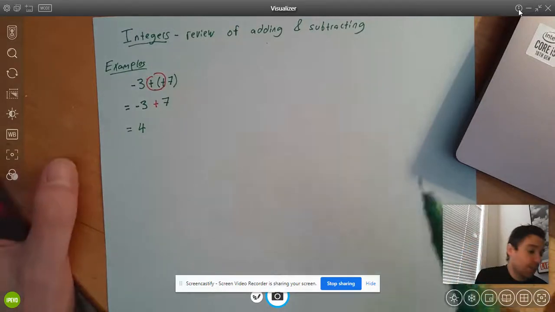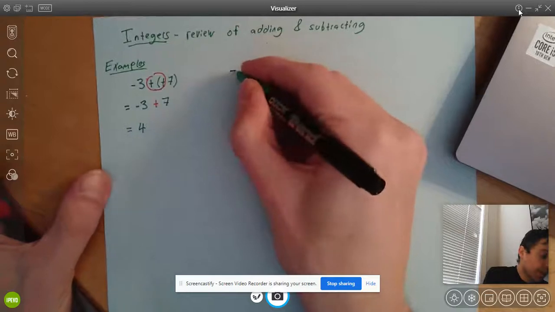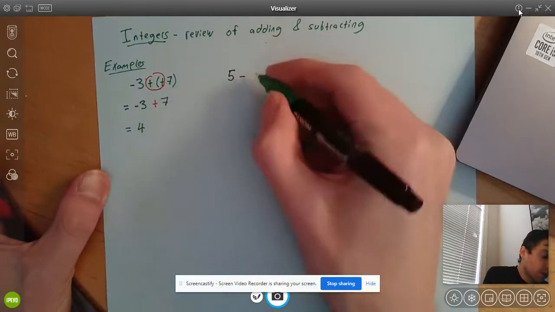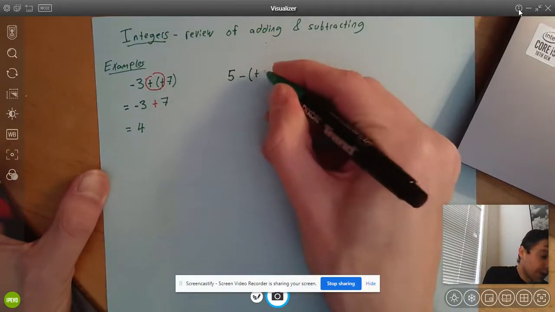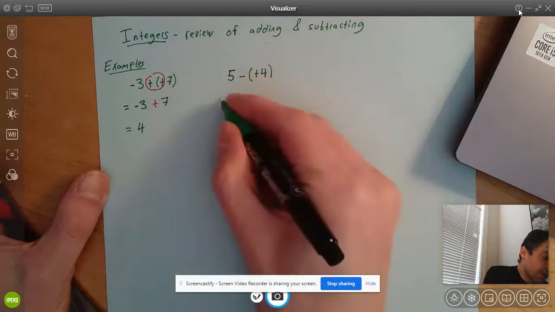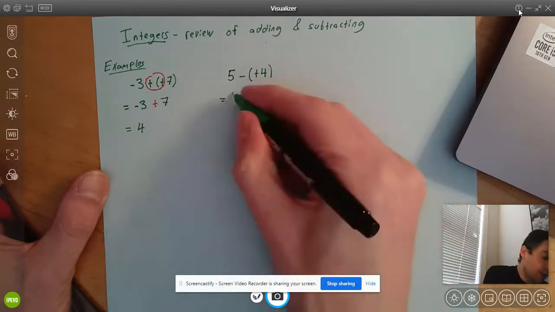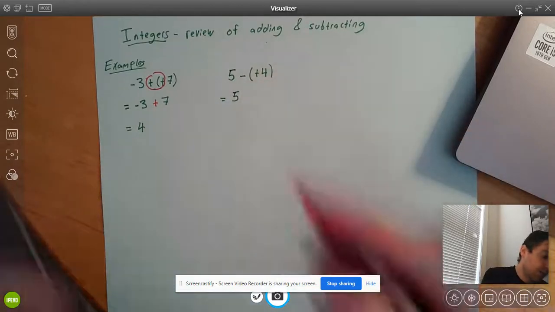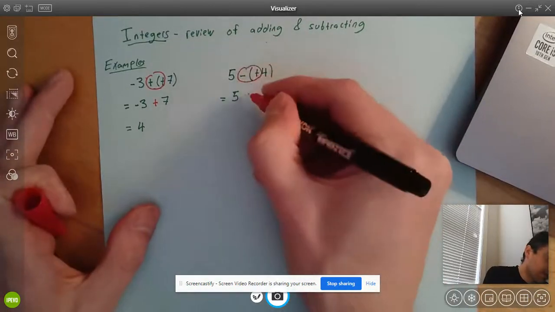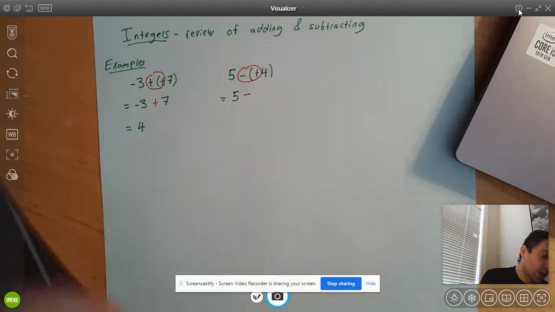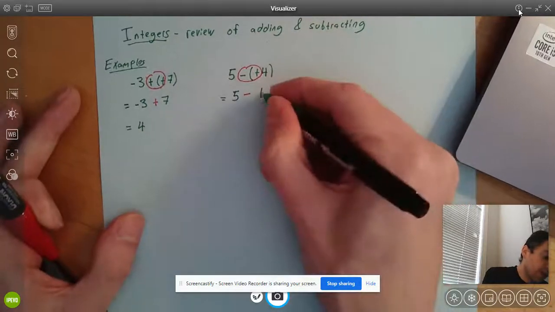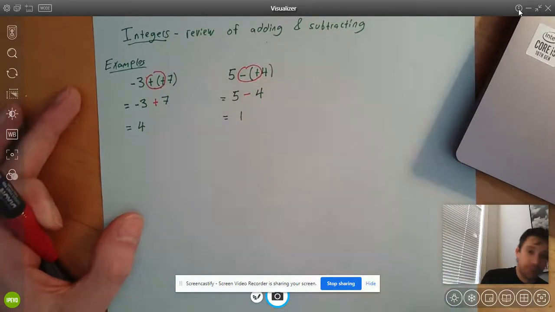Let's do a couple more examples. If I have 5 subtract +4, if my signs are different, so if I have a negative and a positive, again, anytime I see two signs in a row, if the signs are different, I can just simplify to a negative. So I have 5 take away 4, and I'm left with 1.